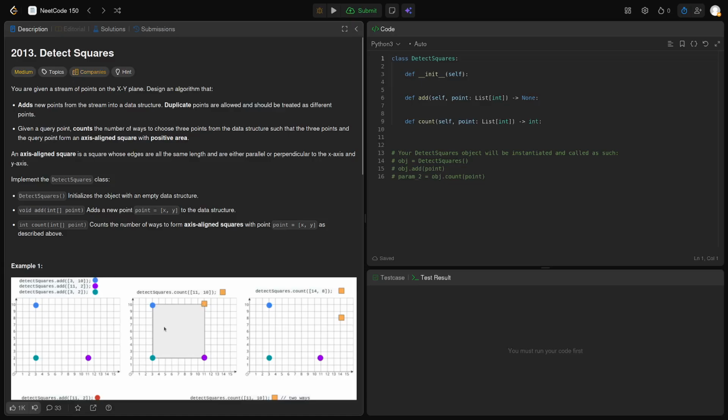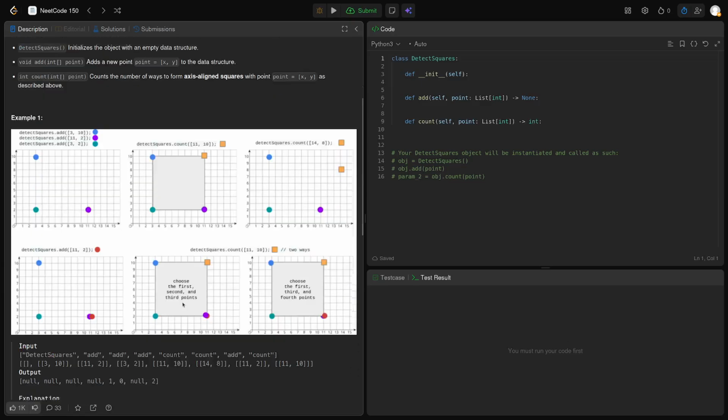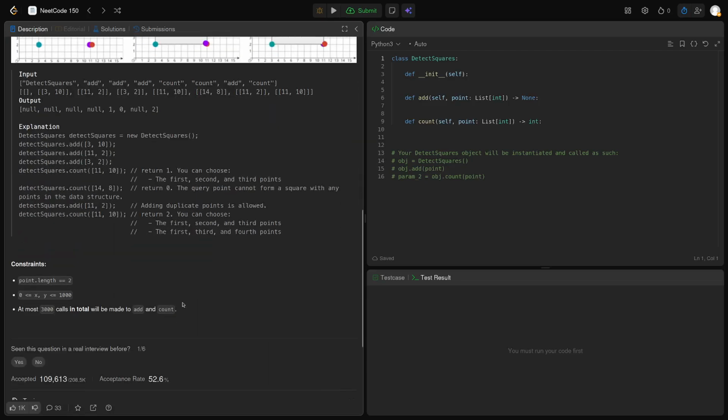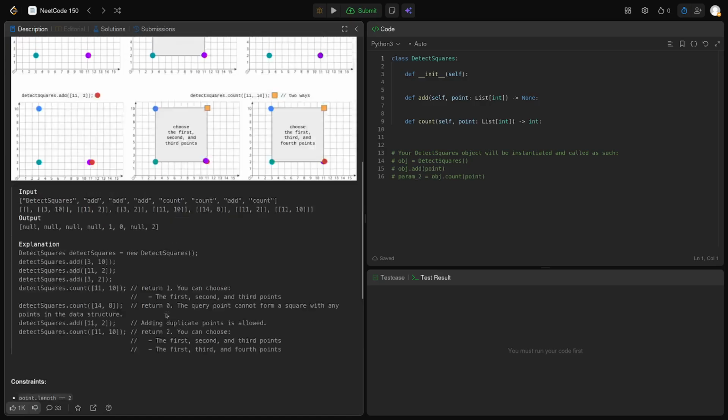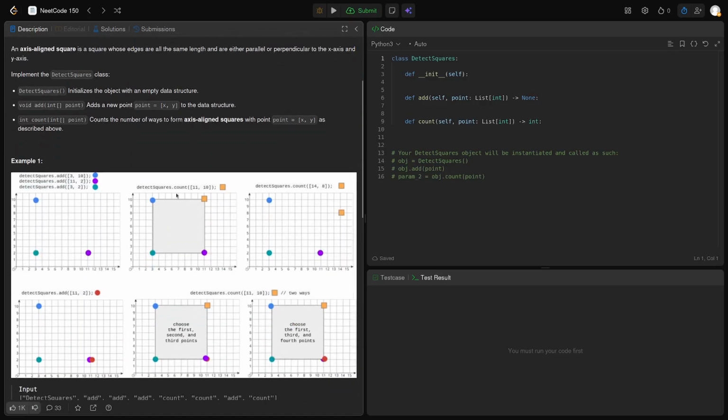Now since we have to choose triplets, because a triplet always defines a square, it depends on the coordinates of the points. Looks like it's 1000 and there are 3000 calls in total.